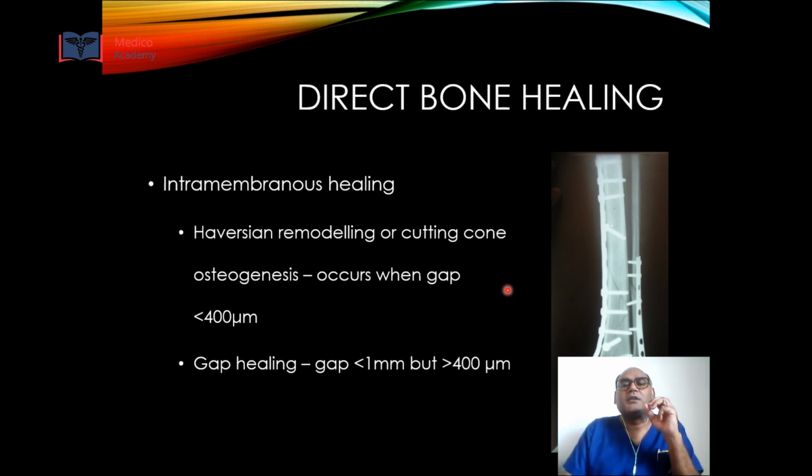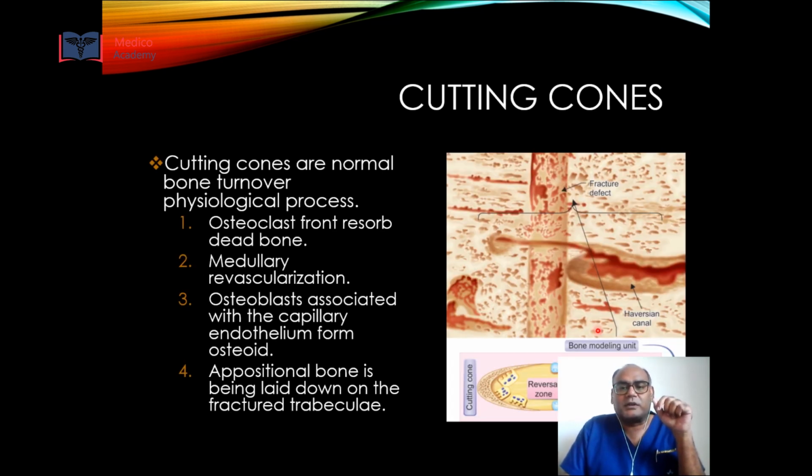The other one is called gap healing, when the gap is more than 500 micrometer. You can see in the same X-ray there are some very finely visible gaps. These gaps are very rigidly immobilized by this fixation method, and there will be minimal strain. This space will be occupied by the fibrous tissue, and that will directly ossify into bone without formation of cartilage in between. These are the cutting cones which I was describing.